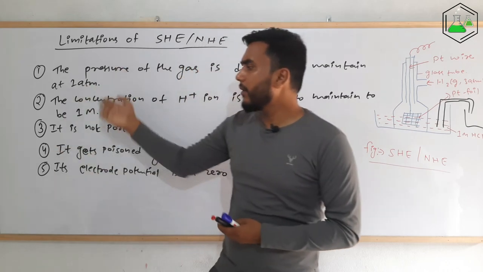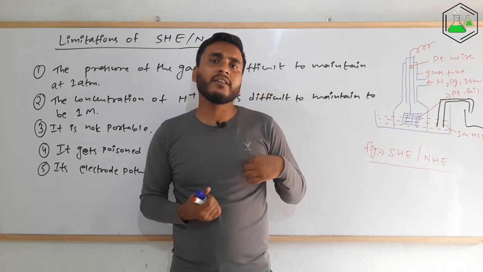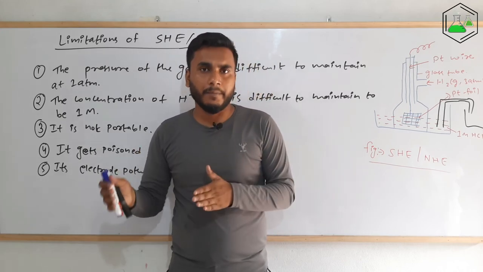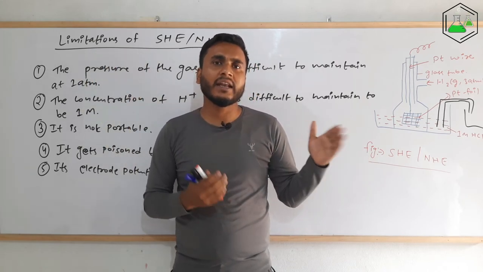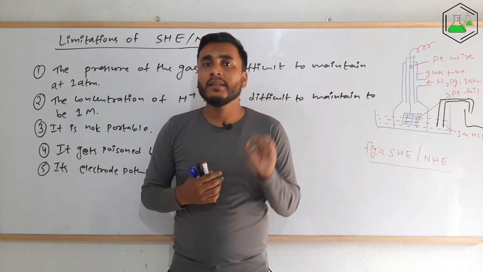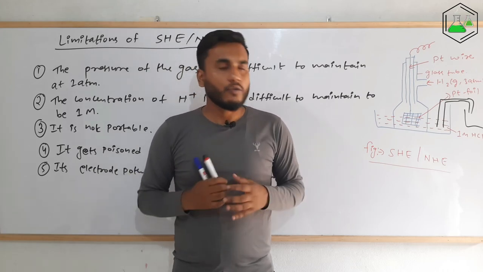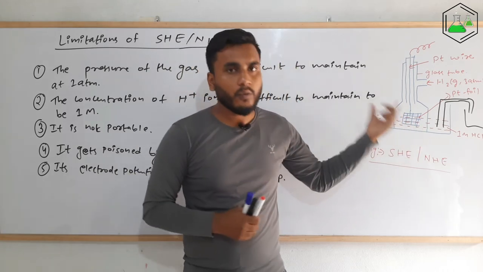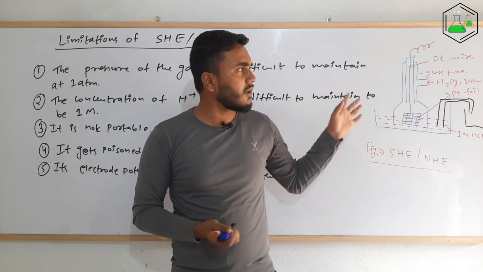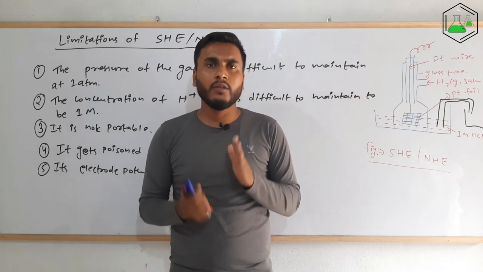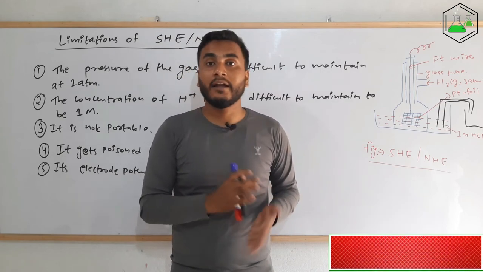So these are some of the limitations of the standard hydrogen electrode, or SHE, that restrict us from using it for special purposes. Nowadays, we have replaced the standard hydrogen electrode with another electrode that can give us accurate results, that is the calomel electrode, about which we are going to talk in the next video. So in this video, we understood the construction, working, reaction and limitations of the standard hydrogen electrode. This question is frequently asked in your examination as well, so be prepared for it. That's all in this video. I hope you understood everything about the standard hydrogen electrode.